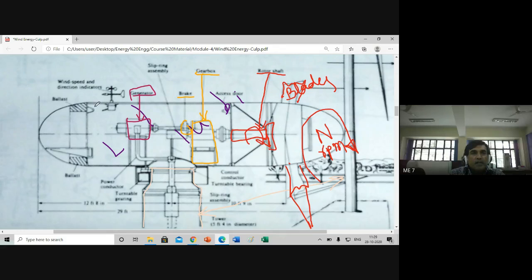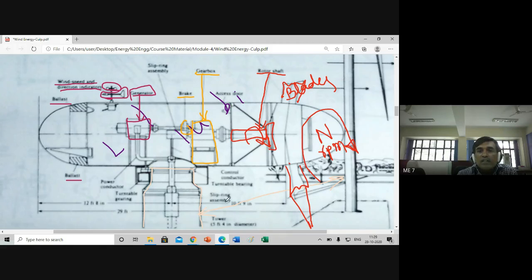And look at this, wind speed and direction detector. When you are traveling in your bus somewhere, you have observed these meteorological measuring instruments. This is ballast for balancing. This is also a ballast.